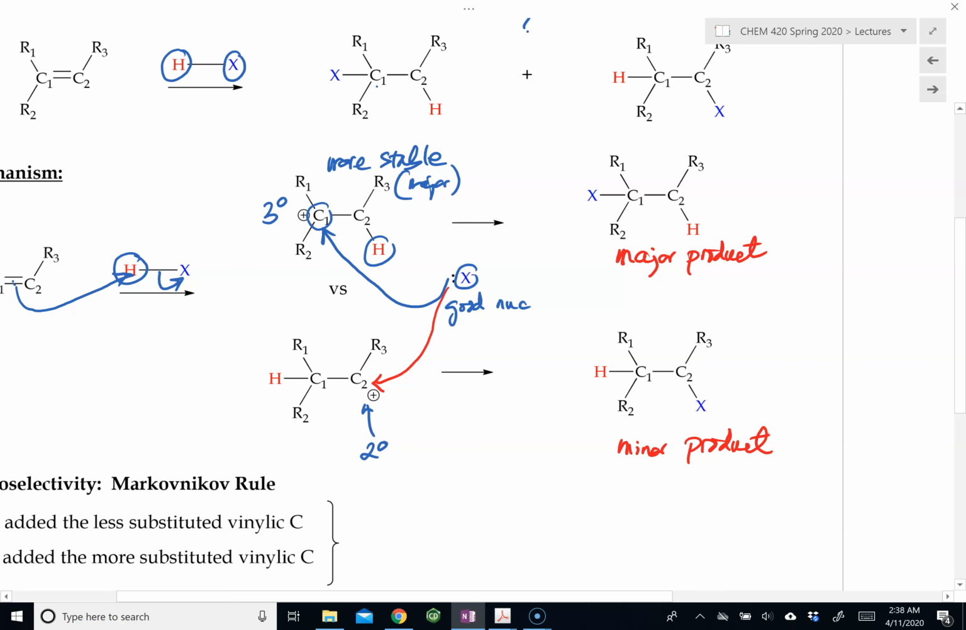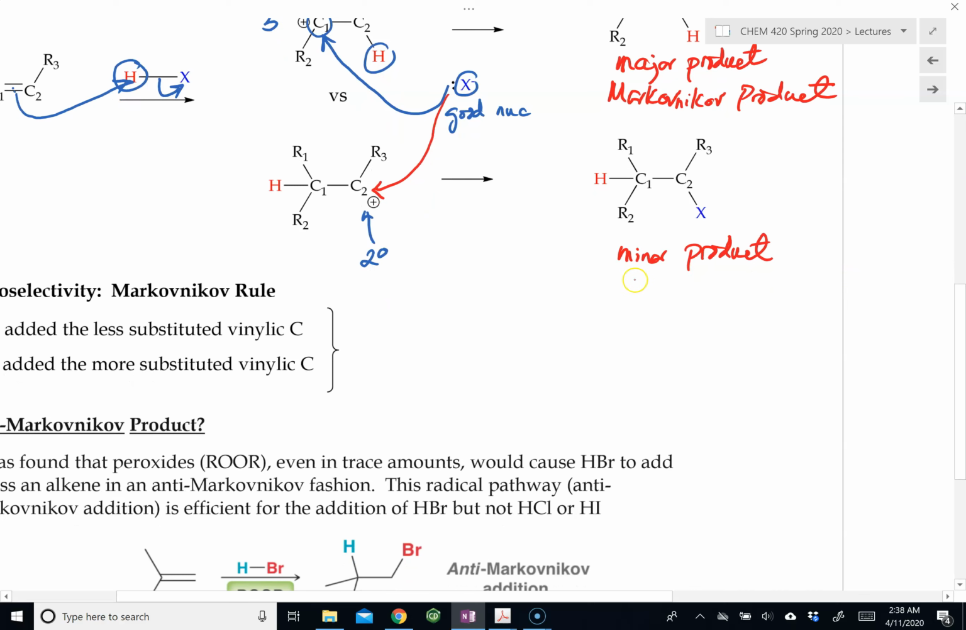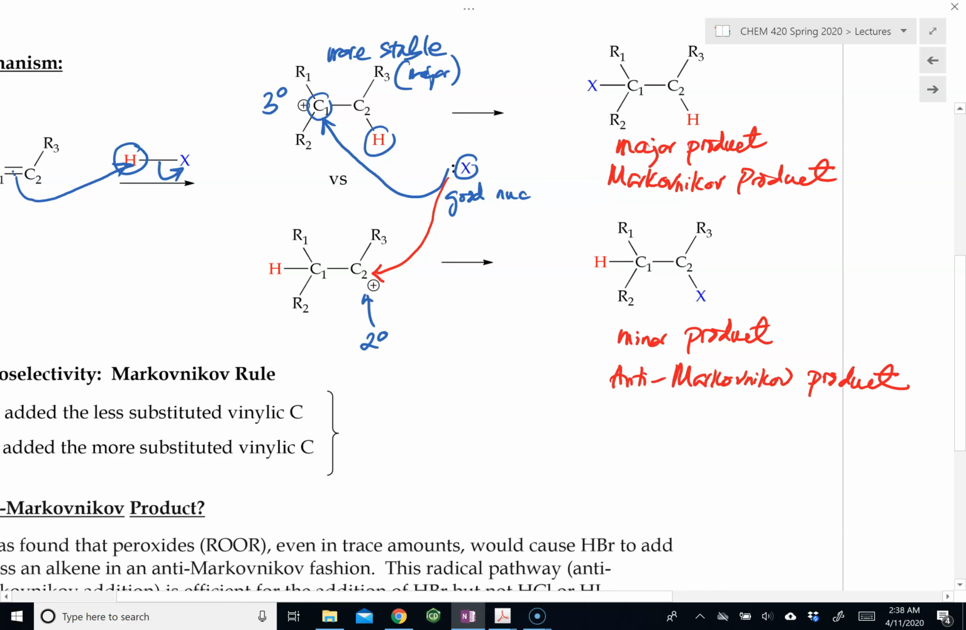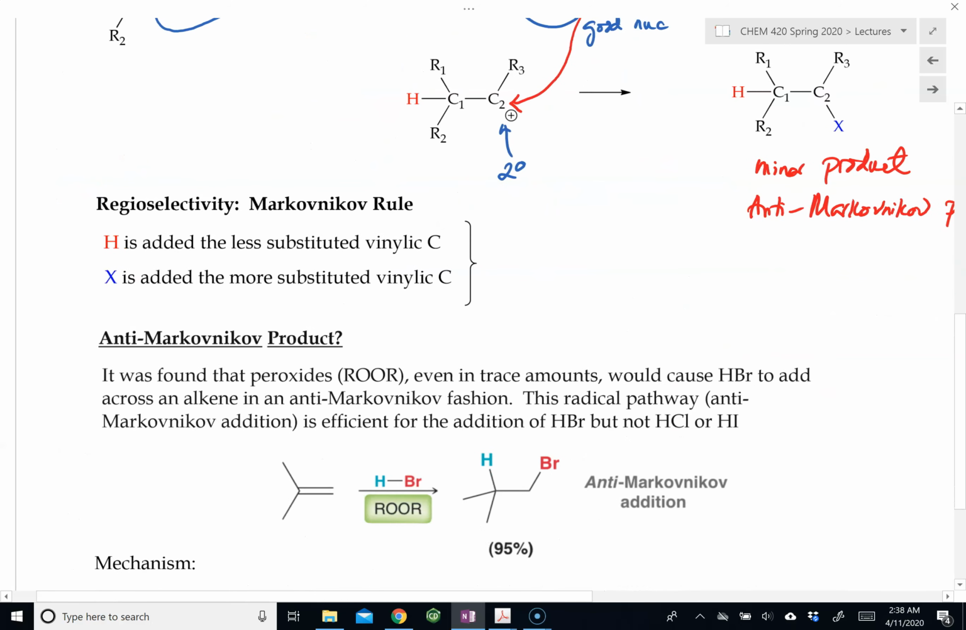These products actually have names associated with them, named after the chemist who discovered them. In this case, this major product is called the Markovnikov product. And the minor product produced down here is called the anti-Markovnikov product. And that is actually the regioselectivity in the hydrohalogenation reaction.